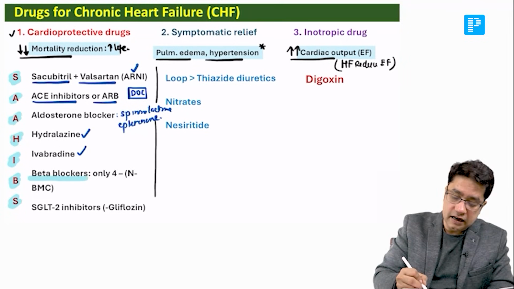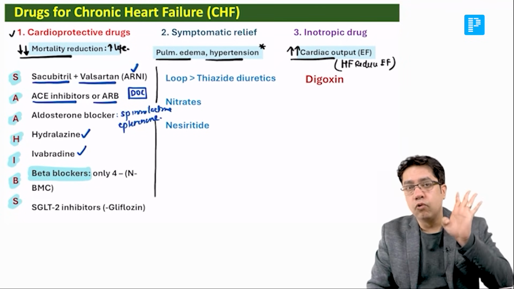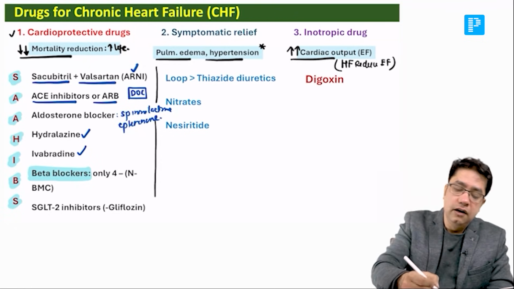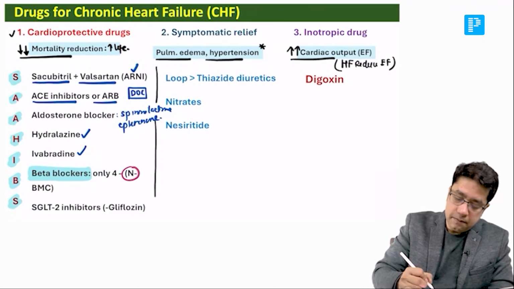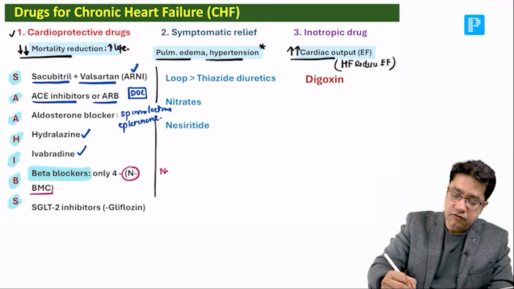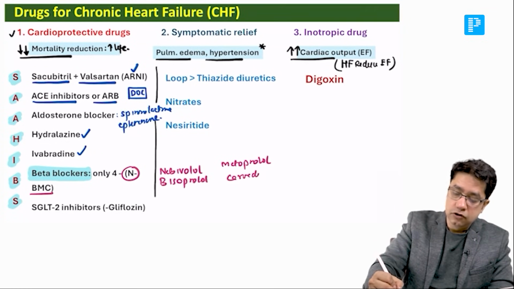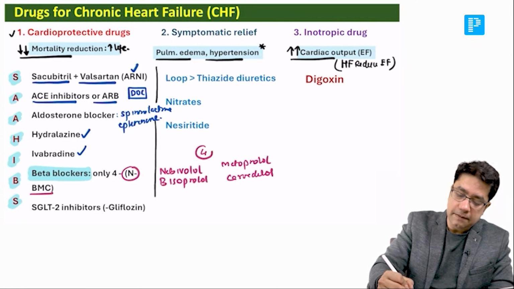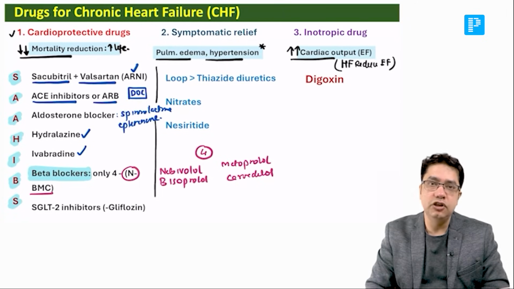Beta blockers are cardioprotective drugs in CHF, but remember there are only 4 beta blockers which can reduce cardiac mortality, that is NBMC, which stands for nebivolol, B for bisoprolol, M for metoprolol, and C for carvedilol. So only 4 beta blockers are approved in CHF which can reduce mortality.